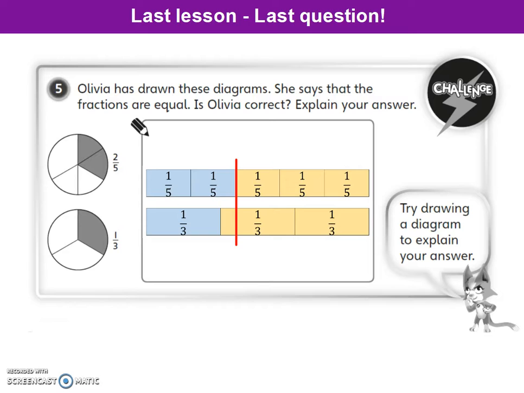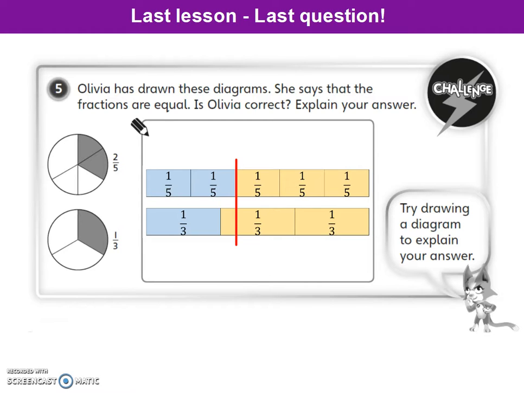So is Olivia correct? No, she's incorrect, because 2/5 is actually greater than 1/3. And the first mistake that Olivia has made is she hasn't separated circle 1 into fifths. She just separated it into 5 parts. They're not equal. And that's prevented her from moving on to the next bit, where you shaded in 2 of those 5 parts and 1 of those 3 parts from the bottom circle to compare them.